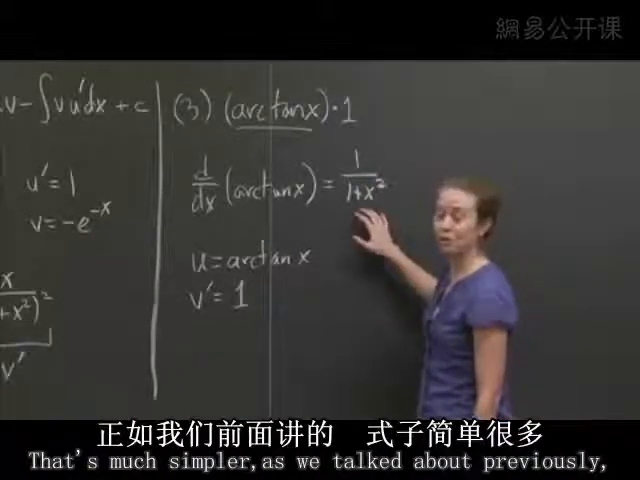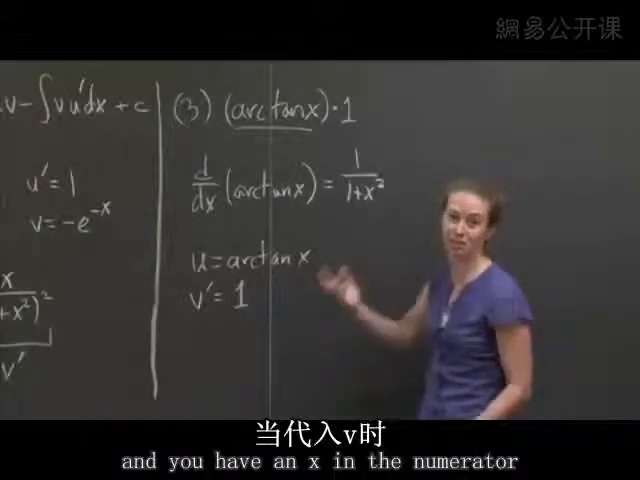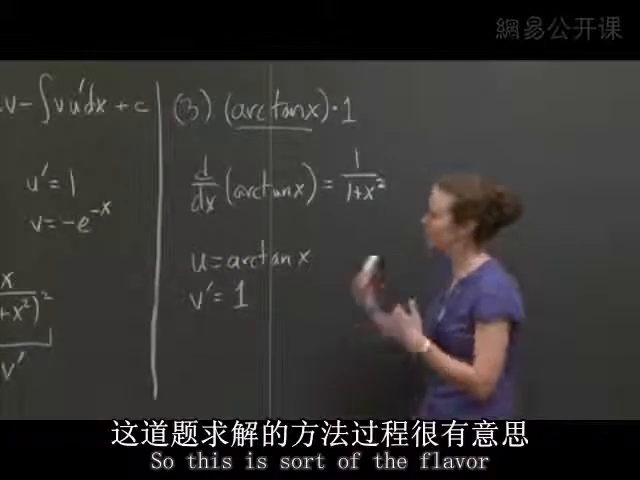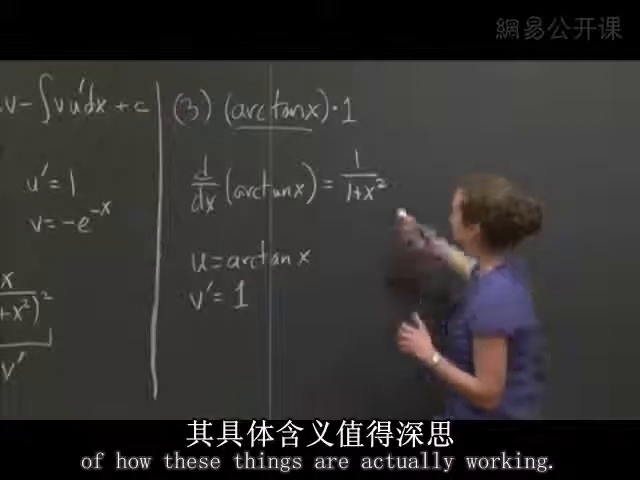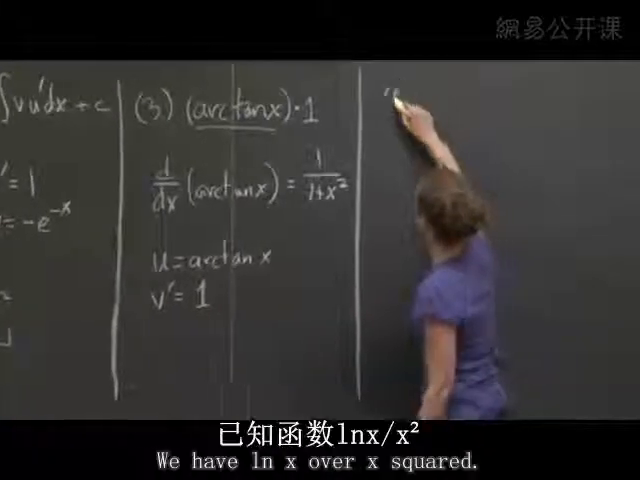That's much simpler, as we talked about previously, because the derivative of x squared is 2x, and you have an x in the numerator when you put in that v. So this is sort of the flavor of how these things are actually working. So let me do the final one here.